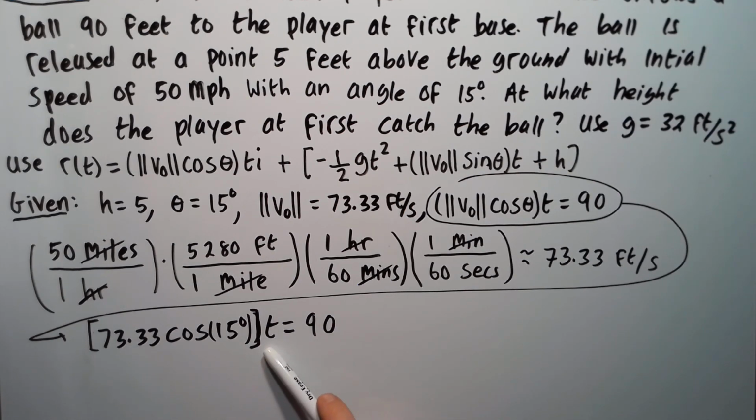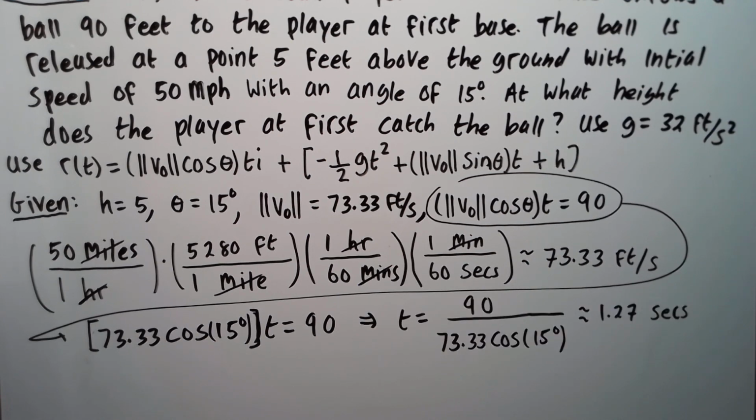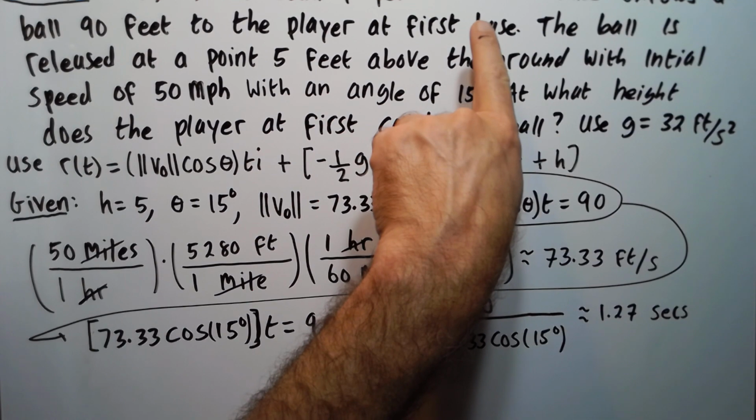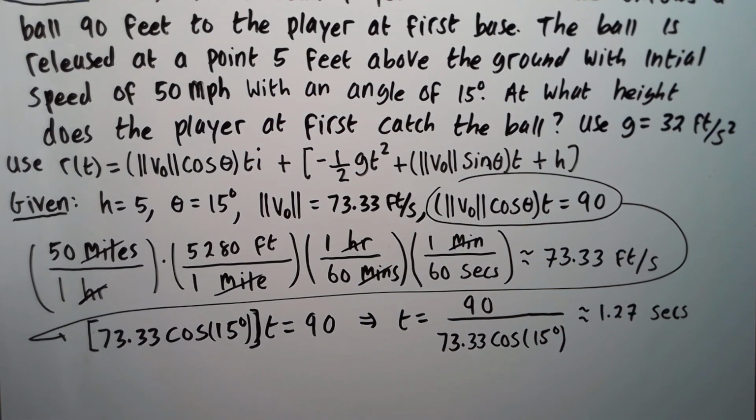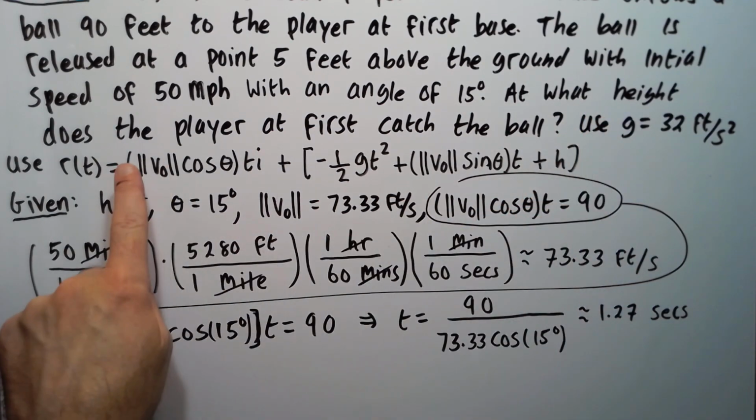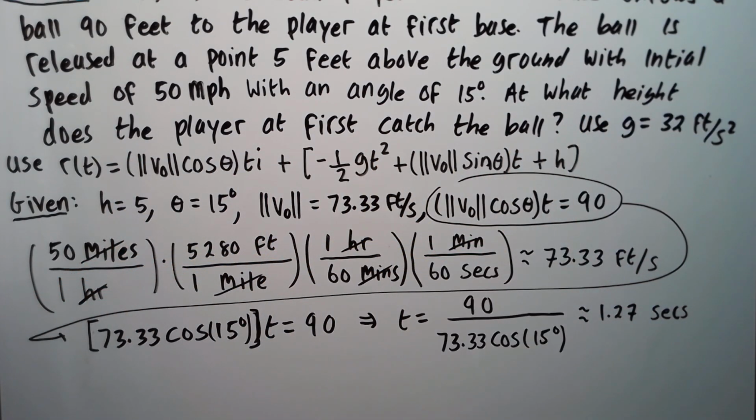Okay, so let's solve this for t by dividing both sides by this guy here. So solving for t, we get 90 over 73.33 cosine of 15 degrees. Let you check, if you plug that in your calculator, it's roughly 1.27. That's going to be seconds. Okay, so that's how long it takes to get from the player who threw it to the player who caught it. You want to see now how high the ball is when it's caught. So pretty much, at what height does the player at first catch the ball? That's our question up here.